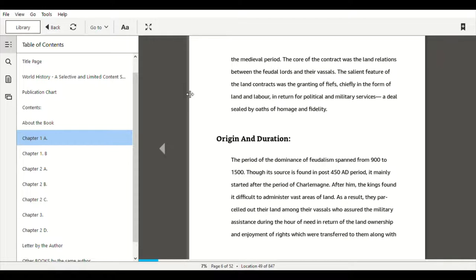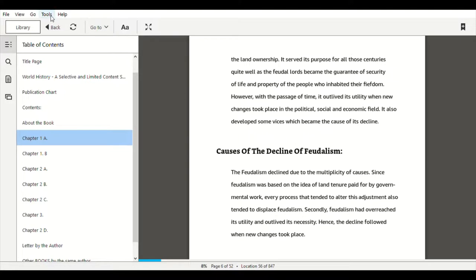Origin and duration. The period of the dominance of feudalism spanned from 900 to 1500. Though its source is found in the post-450 AD period, it mainly started after the period of Charlemagne. After him, the kings found it difficult to administer vast areas of land. As a result, they parcelled out their land among their vassals, who assured military assistance during the hour of need in return for land ownership and the enjoyment of rights which were transferred to them along with the land ownership. It served its purpose for all those centuries.